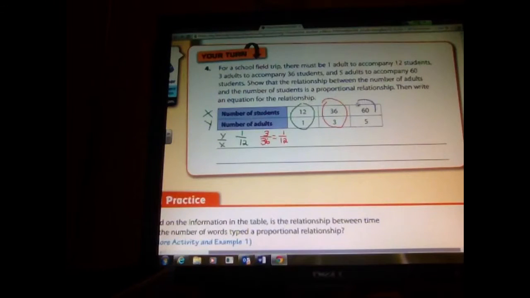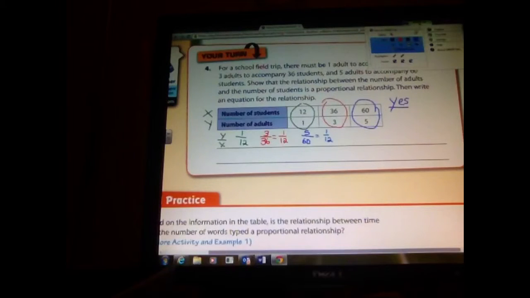Then I'm going to do the last one. I'm going to do my Y. So my Y was 5. My X was 60. And if I divide the top and the bottom both by 5, I get 1/12. So first of all, yes, it is proportional. Yes, it was constants. Okay?